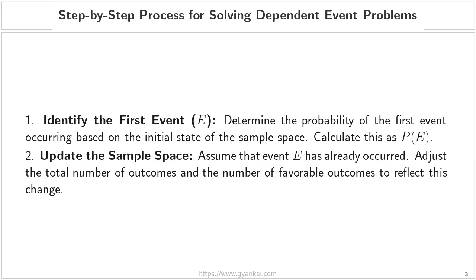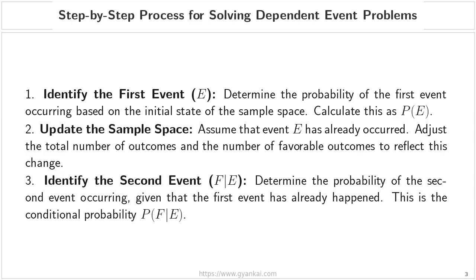Second, this is the most critical step. You must update your sample space. I want you to mentally assume that event E has already happened. Because we are dealing with dependent events, like the without replacement scenario we discussed in the previous slide, you must adjust both your total number of possible outcomes and your number of favorable outcomes to reflect that the first item is now gone. Third, identify your second event, which we denote as F given E.